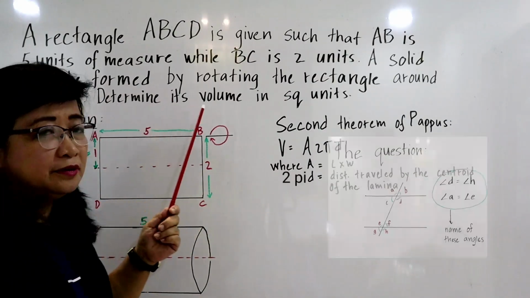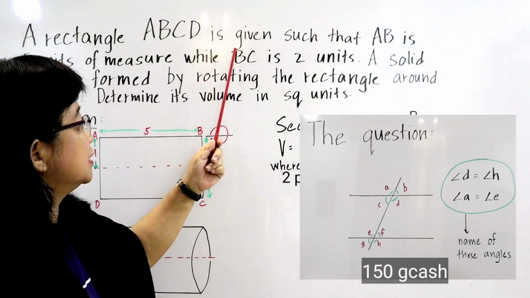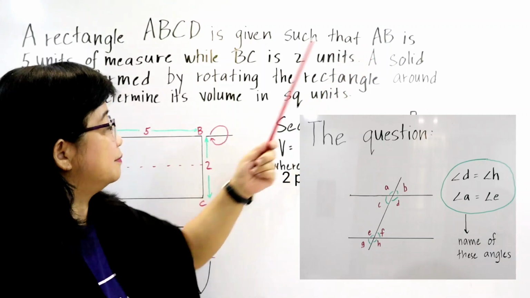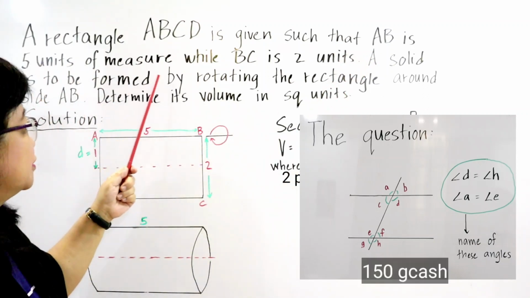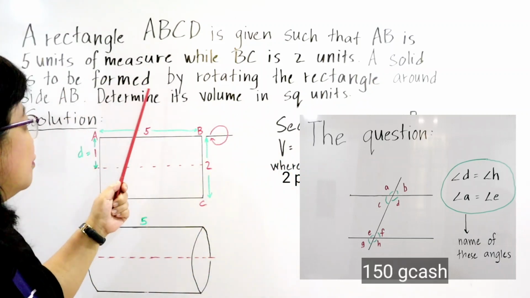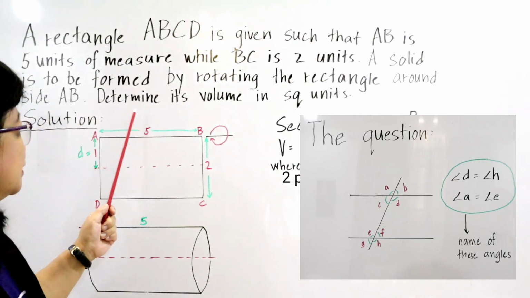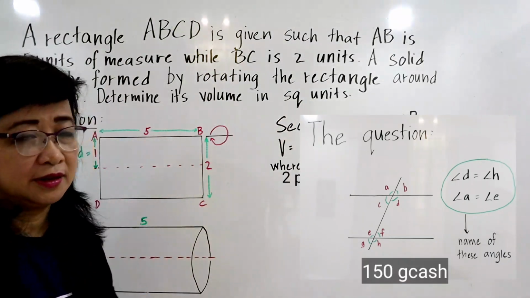Now here is the question that we will be solving today. A rectangle ABCD is given such that AB is 5 units while BC is 2 units. A solid is to be formed by rotating the rectangle around side AB. Determine its volume in cubic units.